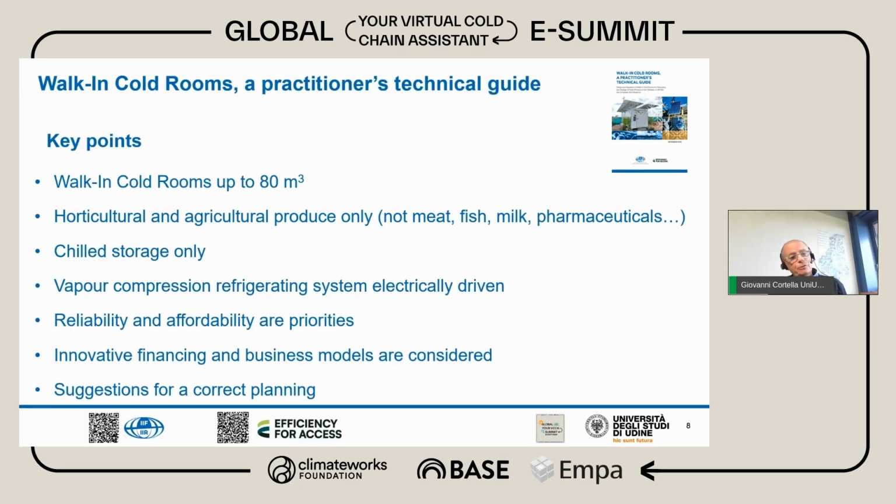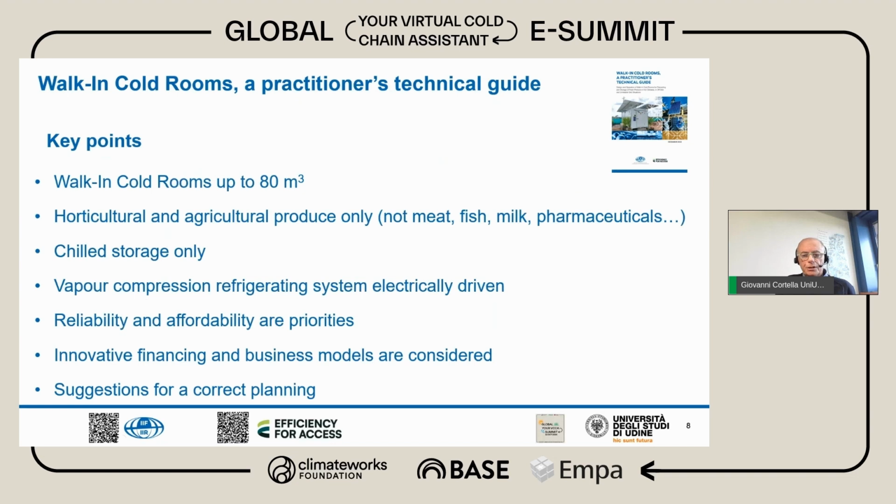So the key points of our guide are: we deal with working cold rooms up to around 80 cubic meters, mostly with sandwich panel construction. We don't move to higher cubic volumes, but however, most information can be extended also to larger size. Horticultural and agricultural products are considered, so not fish, not meat, not bulk meat cooling, not ice production, healthcare, vaccines. They need specific conditions. And also chilled storage only is considered, not frozen.